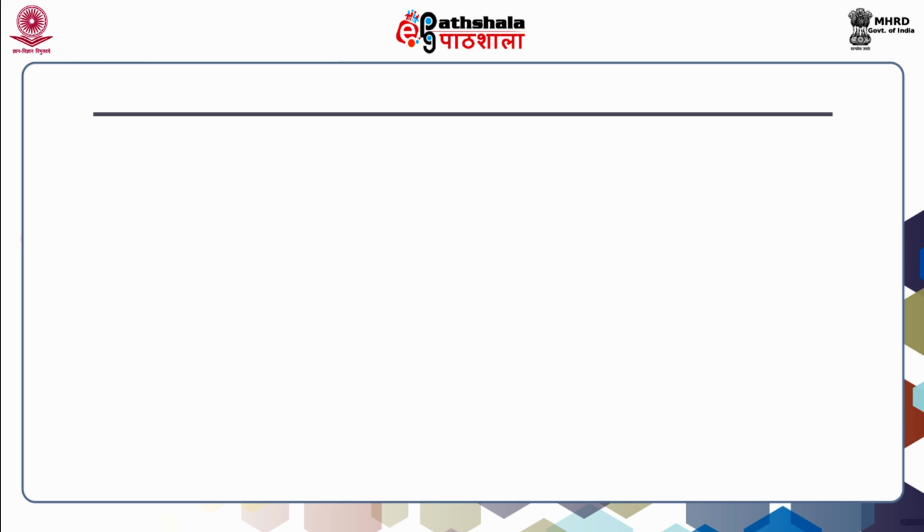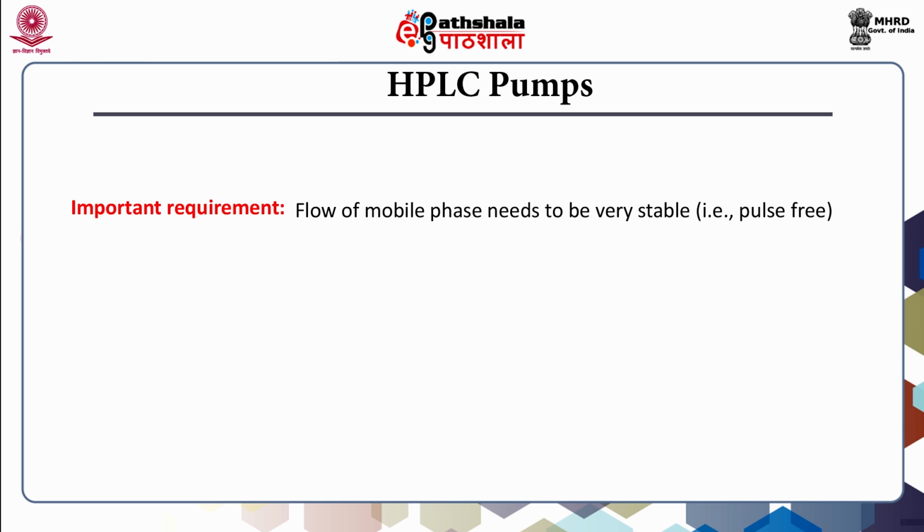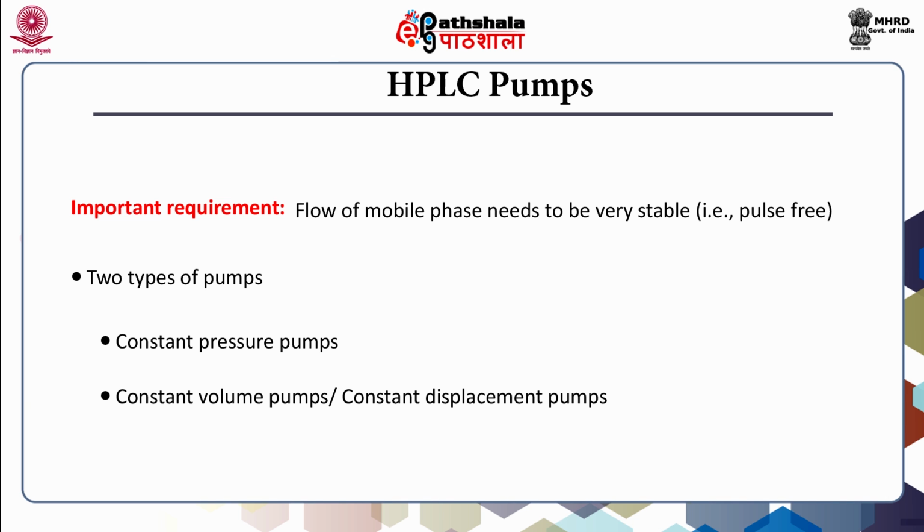Let us shift to other components of the HPLC experiment or HPLC instrumentation. An important requirement in HPLC is the flow of mobile phase, and that flow should be very stable and pulse free. There are two types of pumps: the constant pressure pumps and the constant volume pumps, which we can also call constant displacement pumps. What are these constant pressure pumps and constant volume pumps? We will discuss in the next slide.